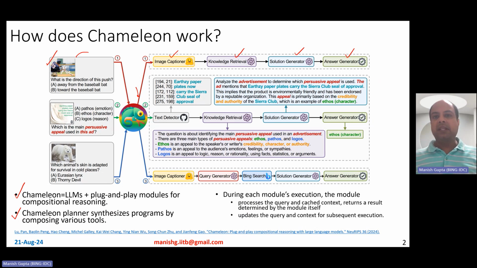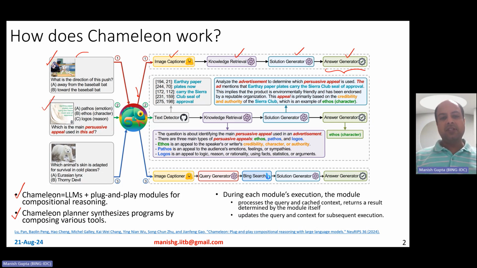Solution generator is basically like a decoder. So essentially, it's just going to combine all the knowledge that has been retrieved by the knowledge retriever, and the caption from the image, and possibly the image and the question and the answer options, all of them, so as to generate a nice solution text. And then answer generator is really a rule-based module which just tries to figure out the right answer given the kind of task. So that's that.